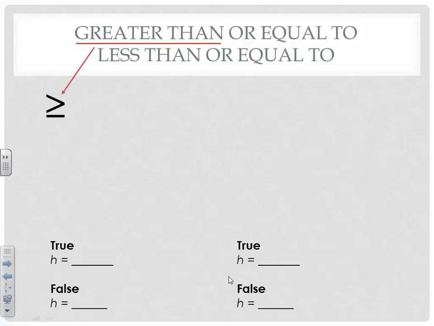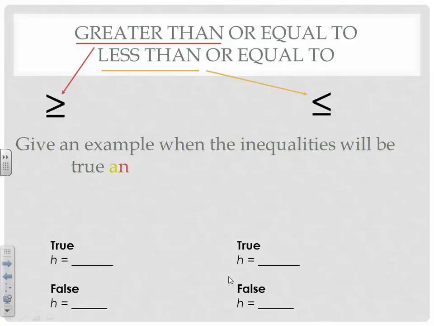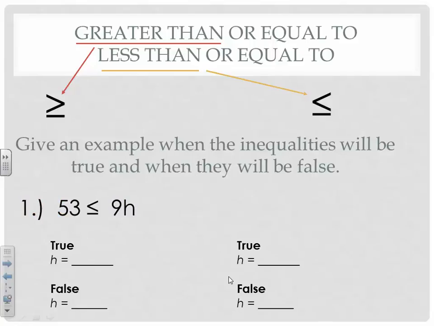Here's our symbols bouncing in again. Greater than or equal to, less than or equal to. And the problem is saying, give an example when the inequalities will be true and when they will be false. So let's get our questions up here. This says 53 is less than or equal to 9h. Okay, so I want an example when these will be true.